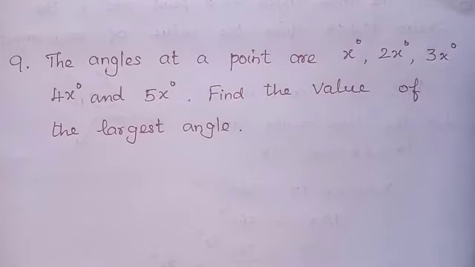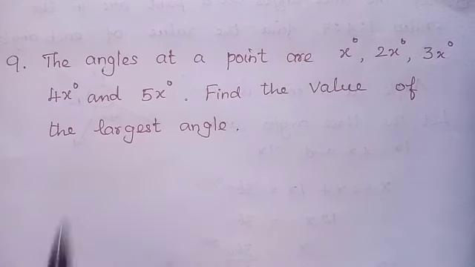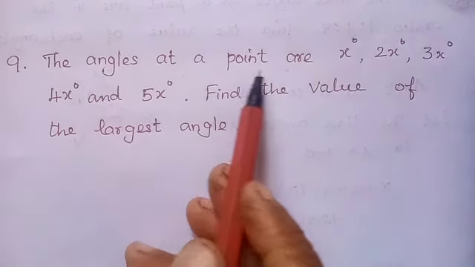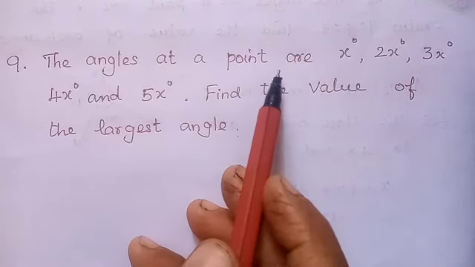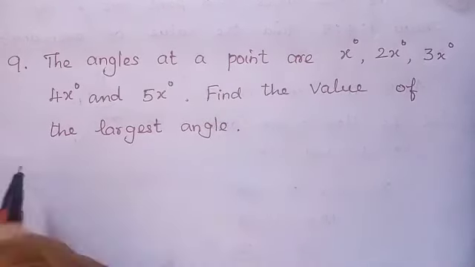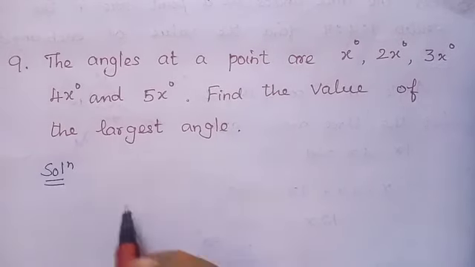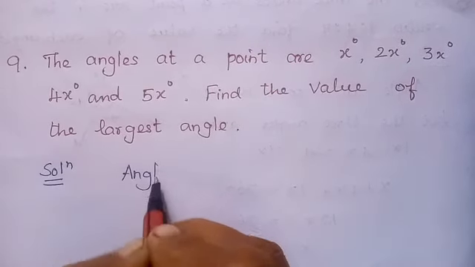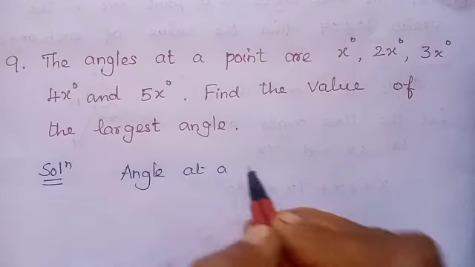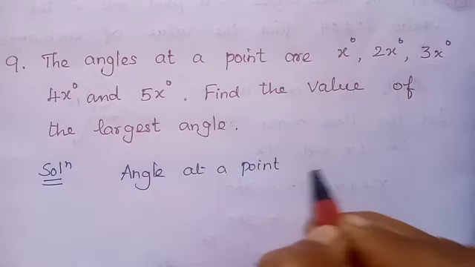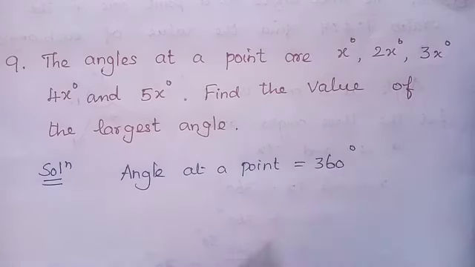Question number 9. The angles at a point are x degree, 2x degree, 3x degree, 4x degree and 5x degree. Find the value of the largest angle. Here what is given? The angles at a point. The angle at a point is how much degree? 360 degree. So using that we can do the problem now. Okay, the angle at a point equals how much degree? 360 degree. Already we know this.